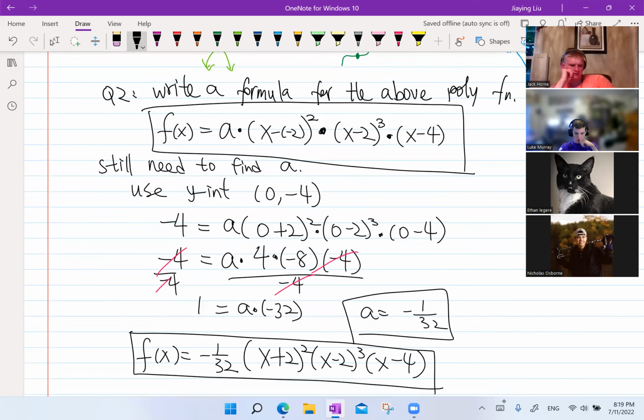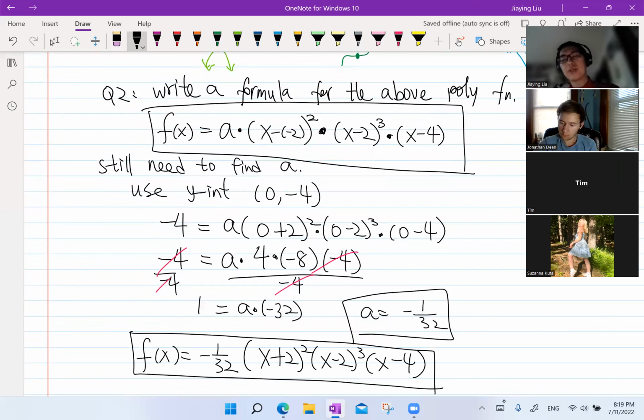All right, any questions about this example or anything that we talked about today? I know it's a lot of material, right? We talked about quadratic functions, power functions, and now polynomial functions. Any questions?